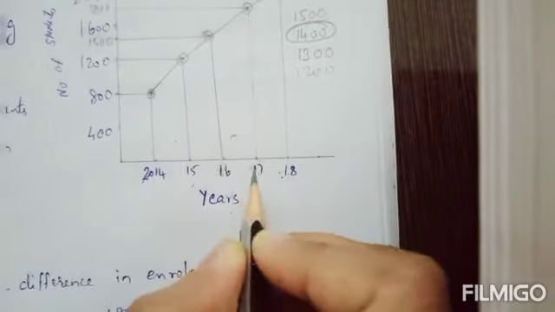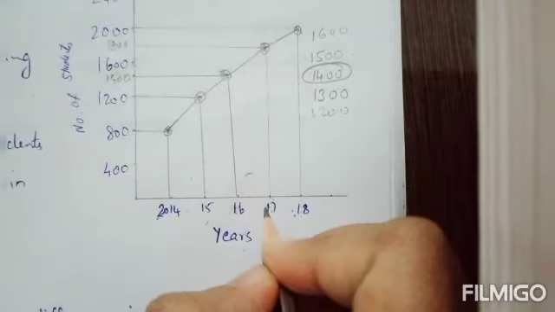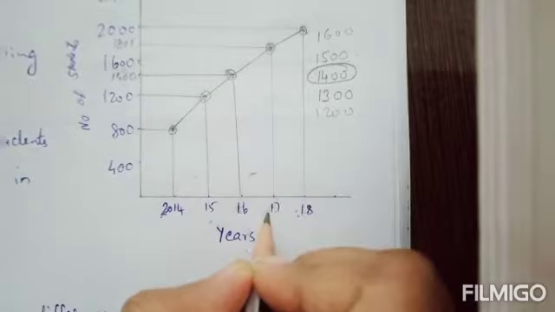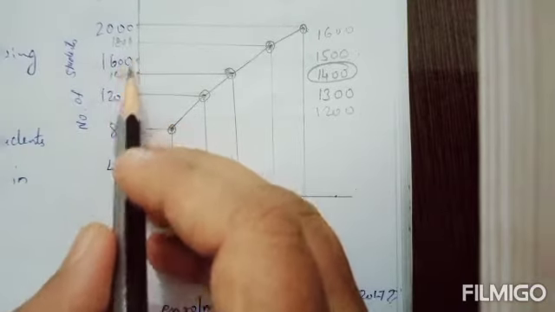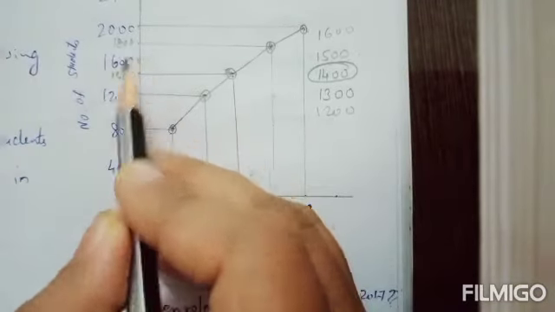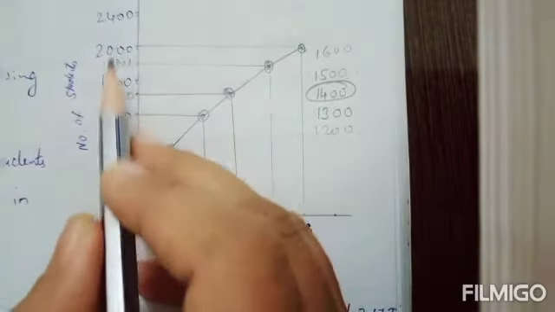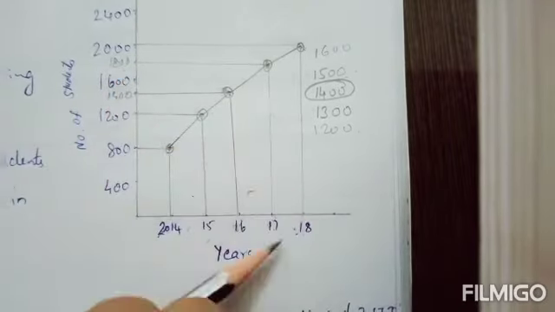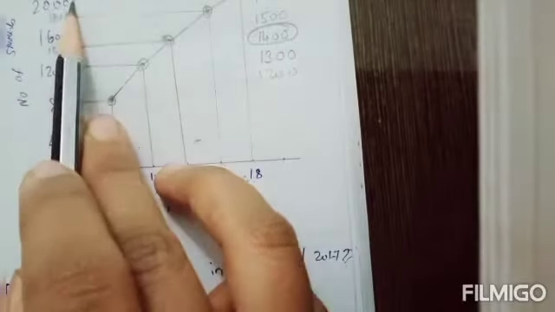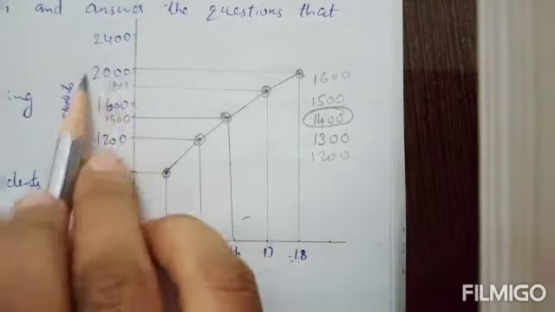Similarly, in 2017, if you draw a straight line from the fourth dot to the horizontal axis and vertical axis, you will get in 2017, 1800 students were enrolled. This line touches in the middle of 1600 and 2000. So in the middle of 1600 and 2000, it is 1800. So in 2017, 1800 students were enrolled. Now in 2018, you can see it touches 2000 at this point. So in 2018, 2000 students were enrolled.